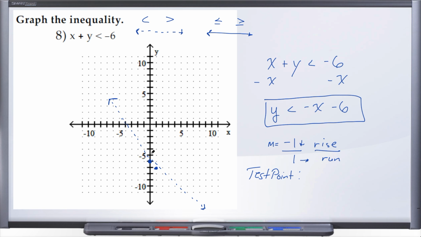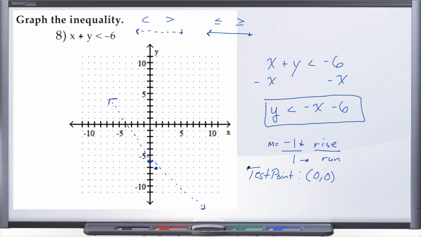If your graph does not go through the origin (0, 0), use the test point (0, 0), because the origin is the easiest point to work with. If your line does go through (0, 0), use an equally easy point to work with, like (1, 1) or (-1, -1). You could choose any point in the world to be your test point, so long as that point does not lie on your actual graph.